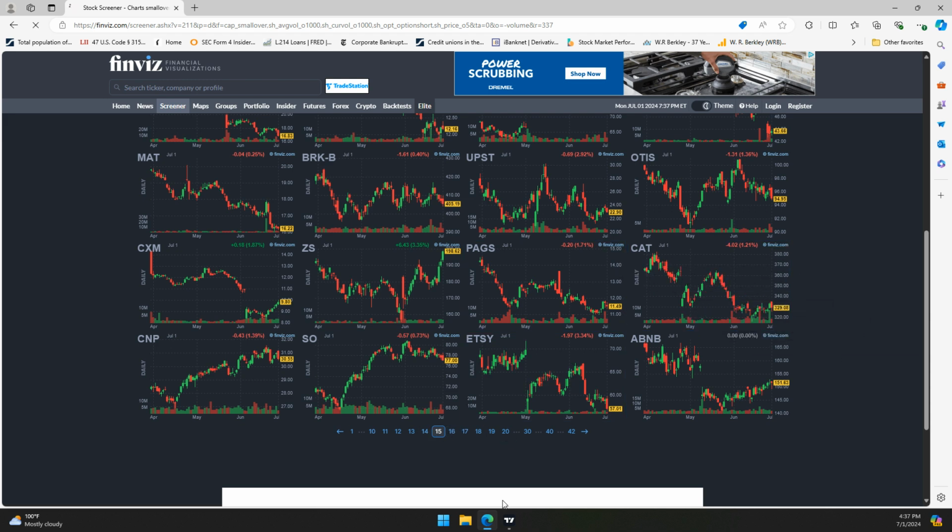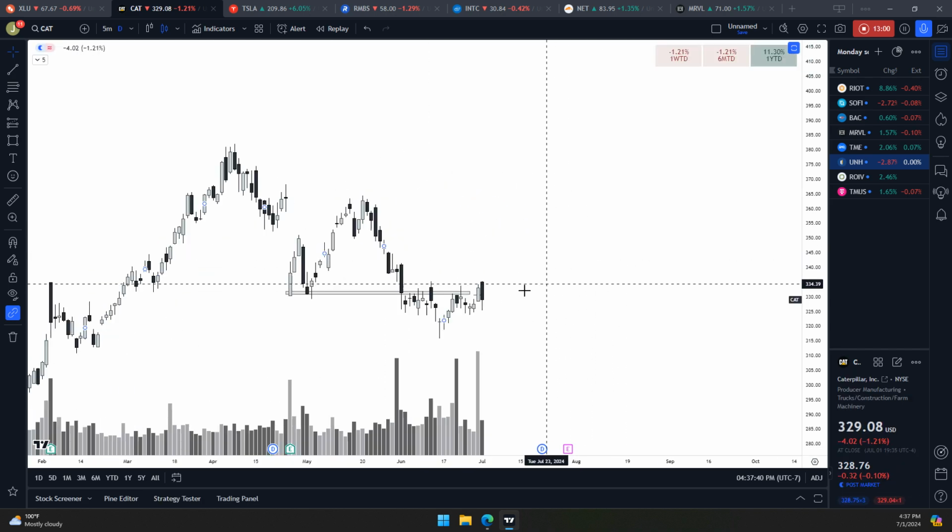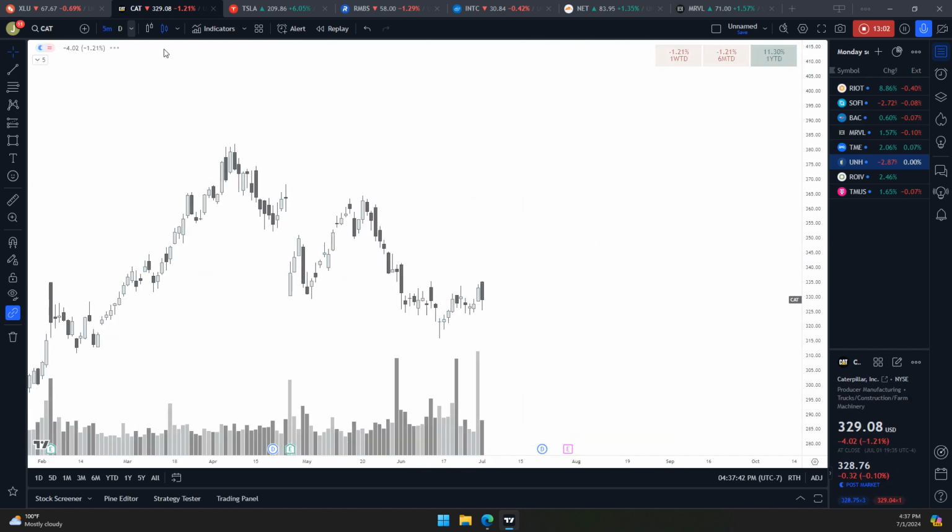CAT had some interesting action today. I was disappointed in what we saw from that. I still got kind of an inverse head and shoulders. Not a big fan of that candle. I don't know how this closed.